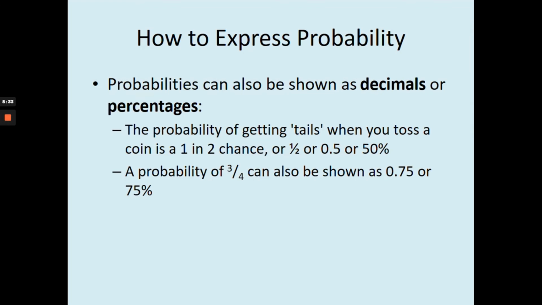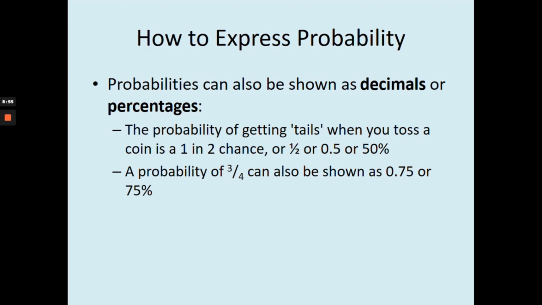The probability of 3/4 can also be shown as 0.75, so 3 divided by 4. To go further with this, you can also convert decimals into percentages by timesing by 100.